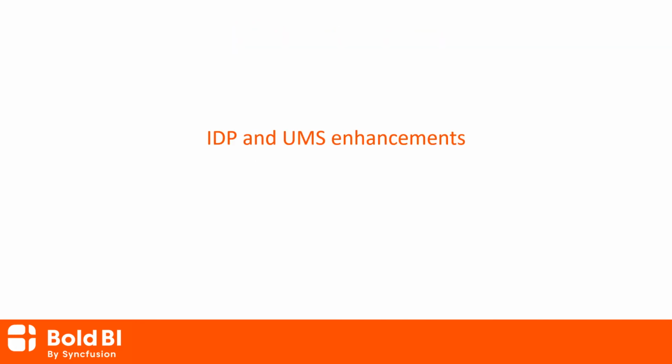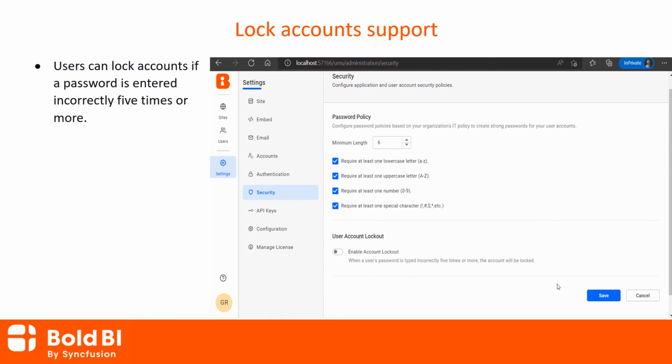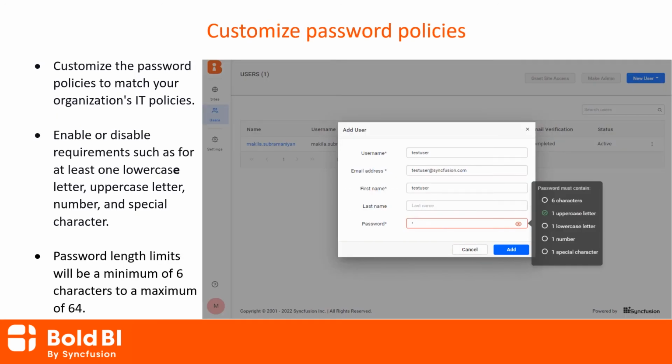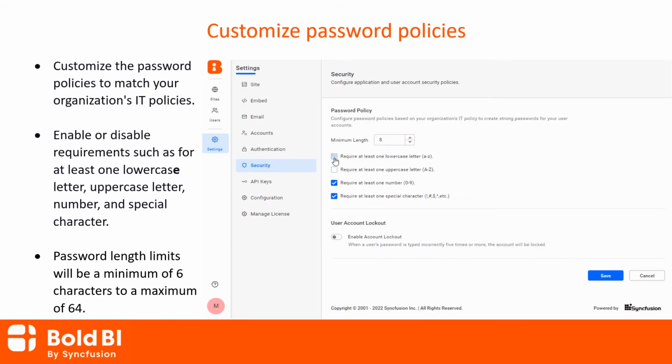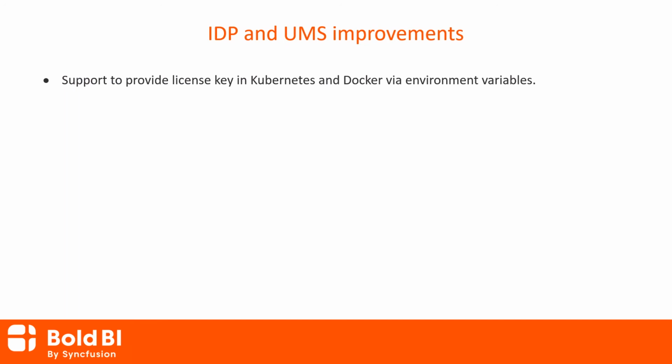Let's see IDP and UMS enhancements. You can now lock an account if a password is entered incorrectly 5 times or more. You can enable and disable the user account lockout option. The next feature is for customizing password policies to match your organization's IT policies. Next, let's see the improvements to IDP and UMS.